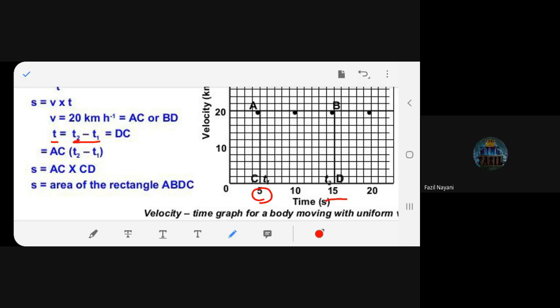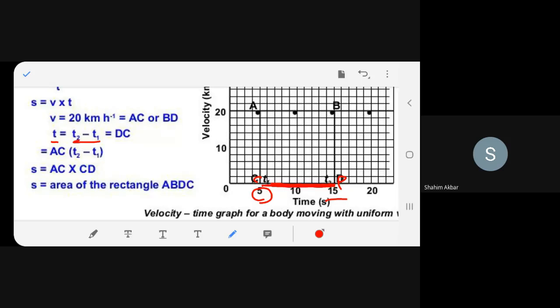What is T2 minus T1? D and C, so it is DC. So this much is the time that we are counting. That is what we are requiring. So DC is the time, right?